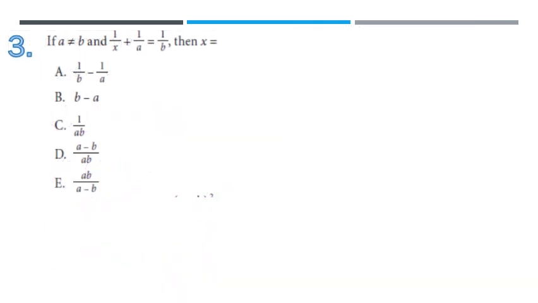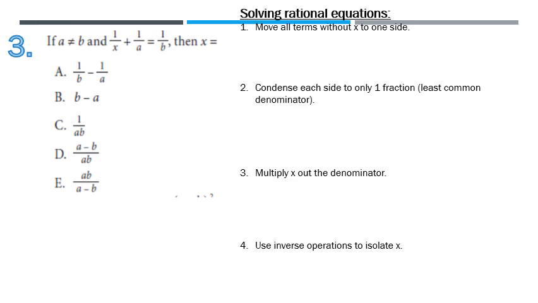All right, we're on problem number 3. Problem number 3 is what we call a rational equation. Why? Because our variable that we're solving for is in the denominator. So, solving rational equations. First thing we want to do is move all terms without x to one side. So that means we're going to need to move our 1 over a. So it's a positive, so in order to move it, we're going to subtract 1 over a. So that's going to leave us with 1 over x equals 1 over b minus 1 over a.